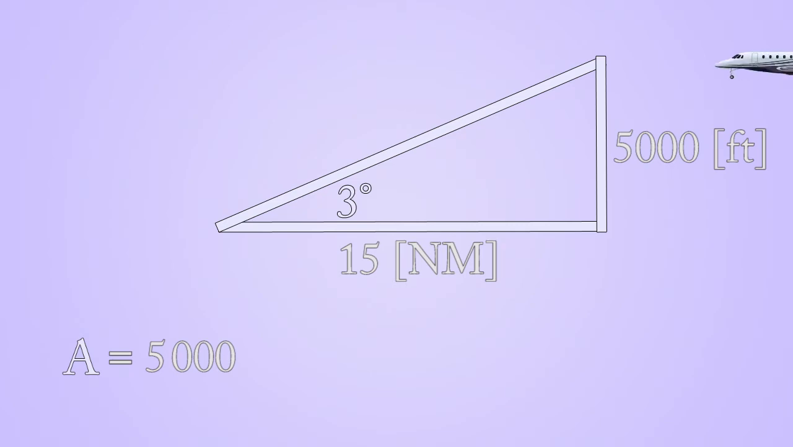Take a look at your instruments, and if you are at approximately this altitude, you may continue your descent with a rate that gives you a 3-degree path. This rate will depend on your ground speed, and you can find a video on this topic on my channel.